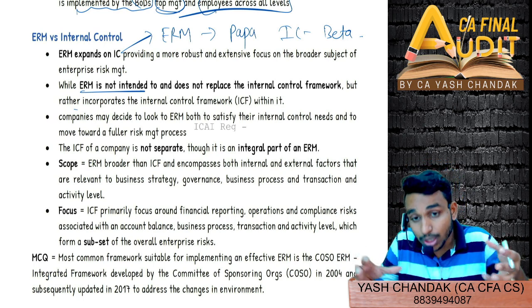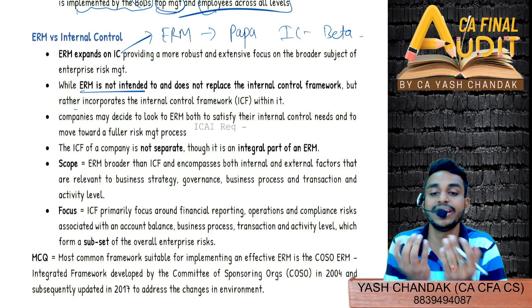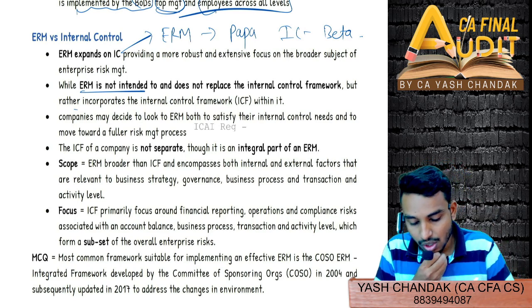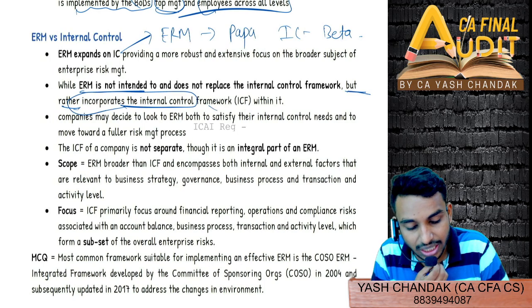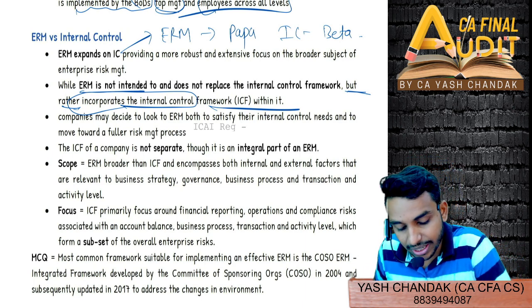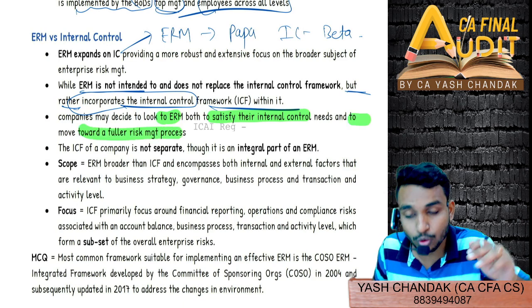However, ERM includes within it the internal control as well. Within ERM you will find internal control, because ERM is an expansion of the internal control. So you will see here that it incorporates the internal control framework within it. Now, companies may decide to look to ERM both to satisfy their internal control needs and to move forward to a fuller risk management process.